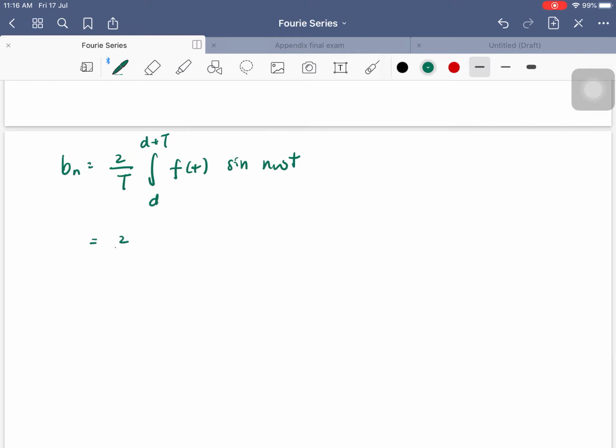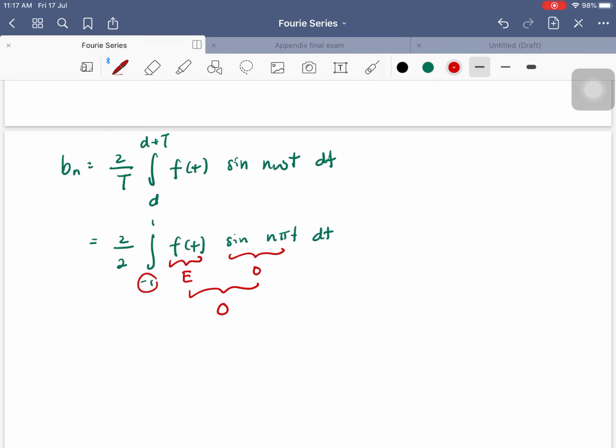So when I substitute, I'll end up with something like this: 2 over 2, integral from negative 1 to 1 of the function f of t, sine of n pi t dt. When I want to inspect the property of the product, f of t from our sketching is even and sine is an odd function. When they have different properties, even and odd, the product is an odd function. When we integrate an odd function which is symmetric from negative 1 until 1, we know that this is going to end up as 0.